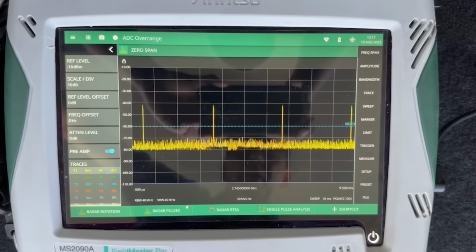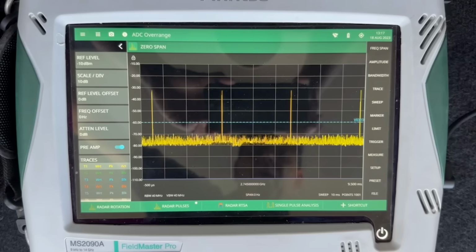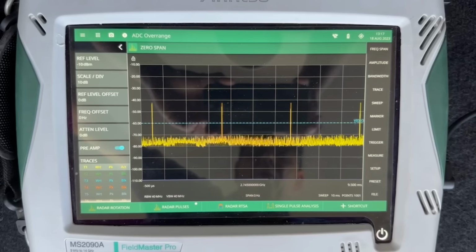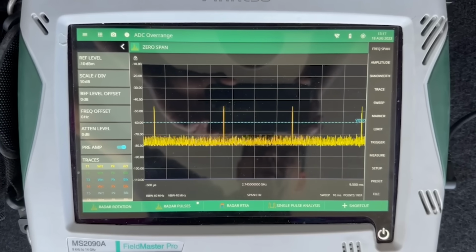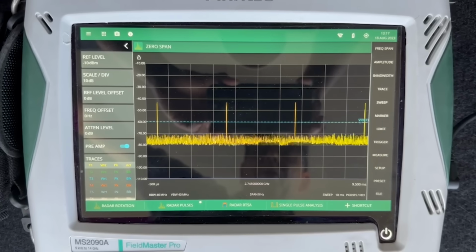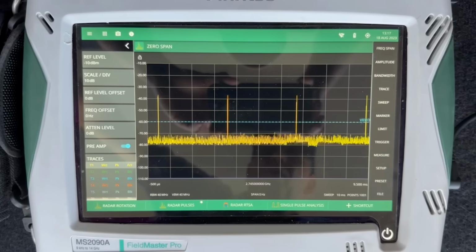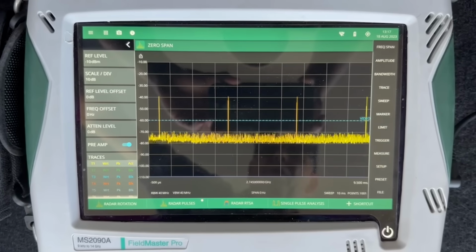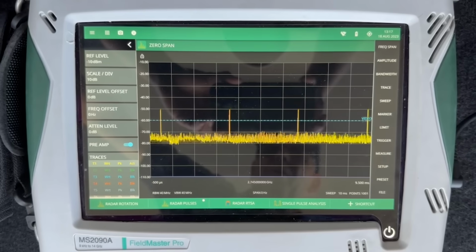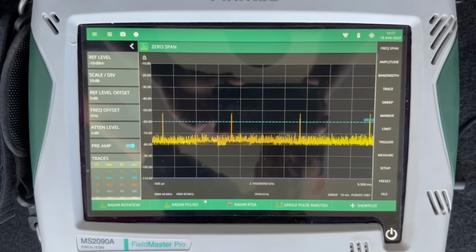The spectrum analyzer is now in zero span mode with a sweep time of about 10 milliseconds. And you can see we've got 4 pulses on the display. They're about 3 milliseconds apart. The reason the pulses are changing in amplitude is because the radar antenna is rotating. So when it's pointing towards us, those pulses will be higher in amplitude than when the radar antenna is pointing away from us.